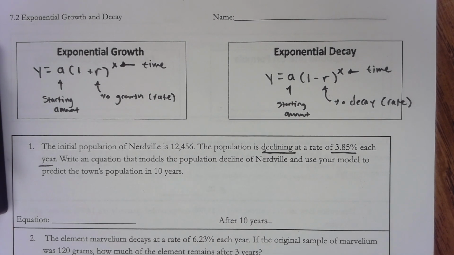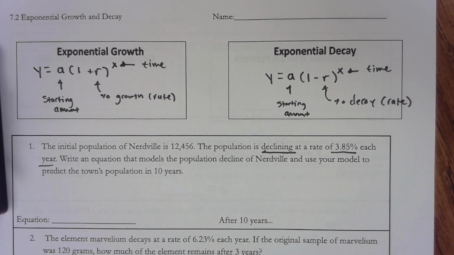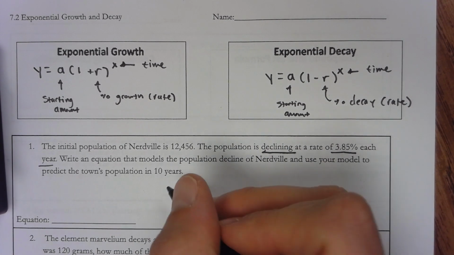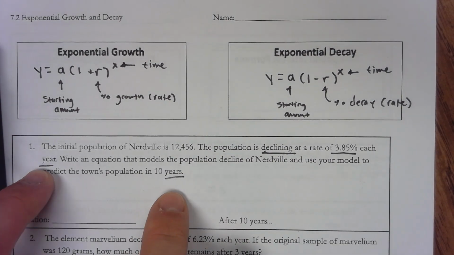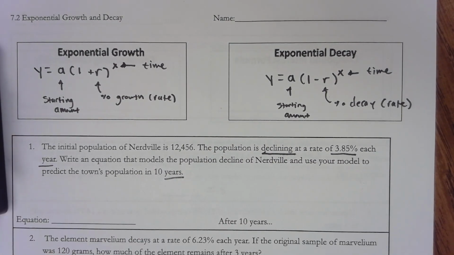Keeping track of the time is also important with these, especially if we're given different units of time. We might have to do some unit conversions with that. It says write an equation that models the population decline of Nerdville and use your model to predict the town's population in 10 years. That time is matched up with what the equation is going to represent, so we don't need to do any sort of conversions here.